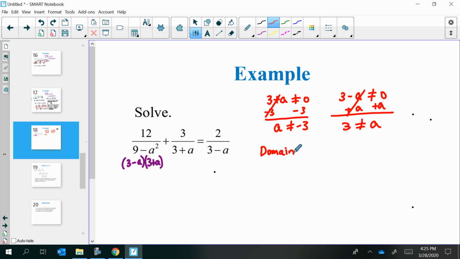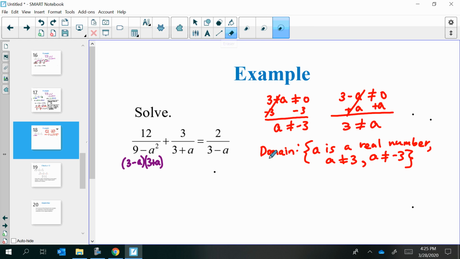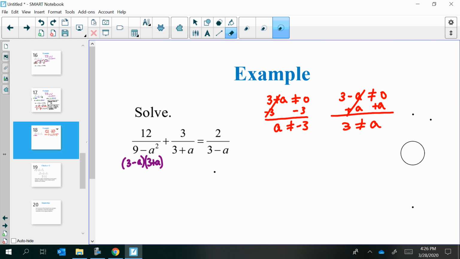So the domain should be a is a real number where a is not equal to 3 and a is not equal to negative 3. That's if I was finding the domain, but we don't say it in that way in this circumstance because we're talking about an equation. But it's a good reminder for when we did look at it as finding the domain.